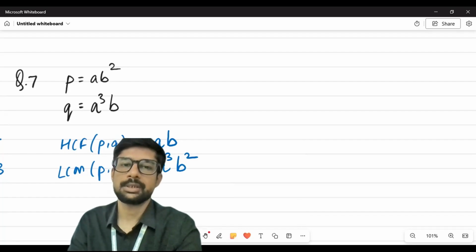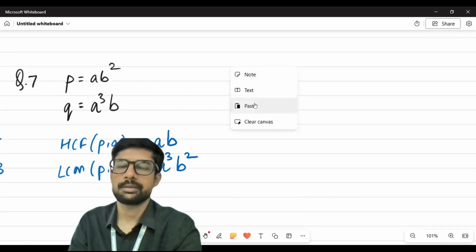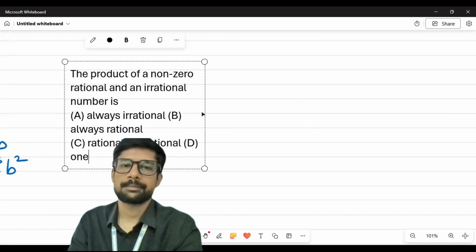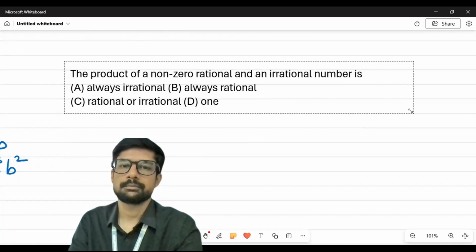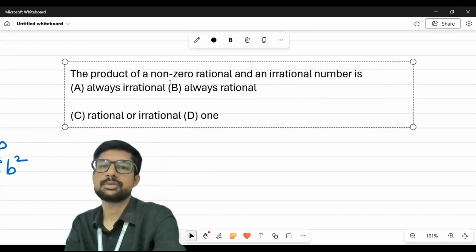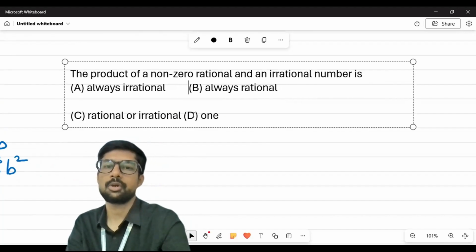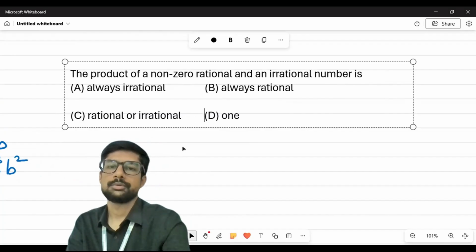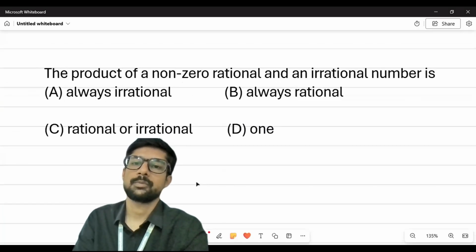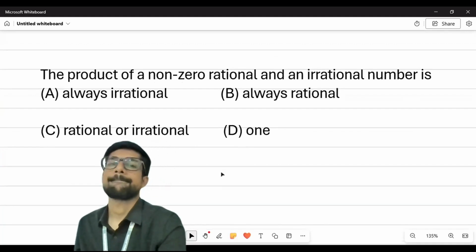Let's take the next MCQ. Question number 8. It's a theoretical question. Okay. Asked in board exam also and asked in school exams also. Choose your option. What would you be marking if this comes to you?